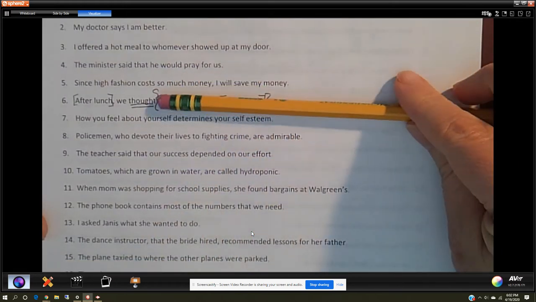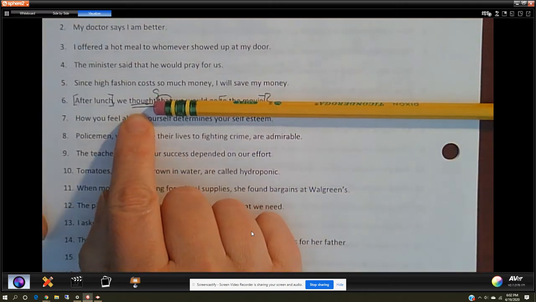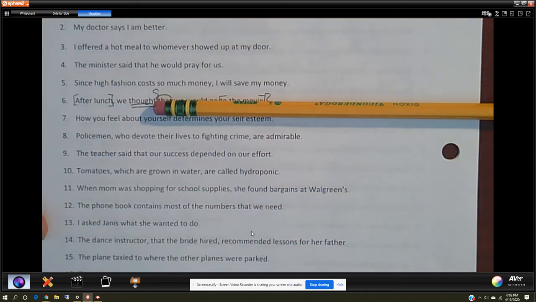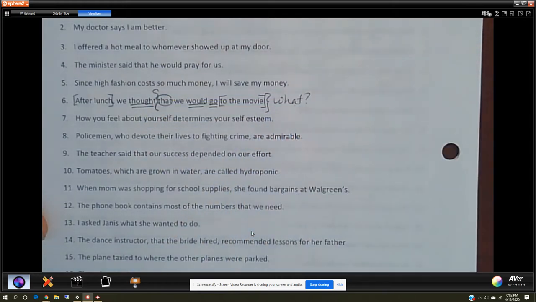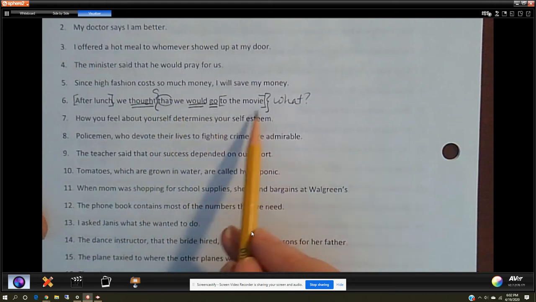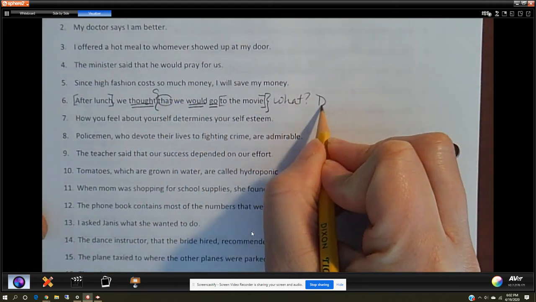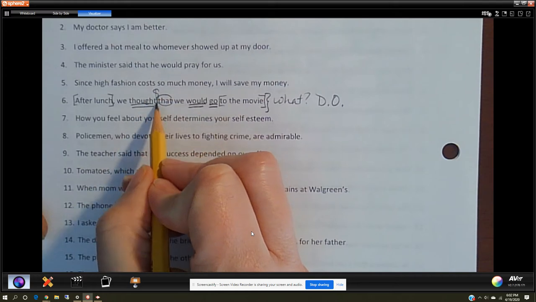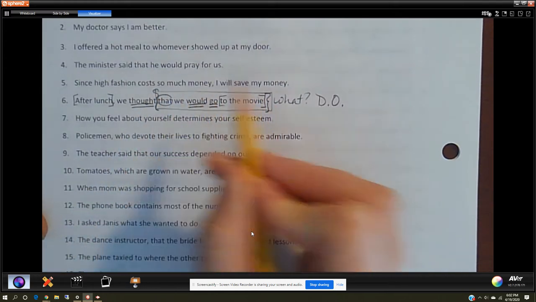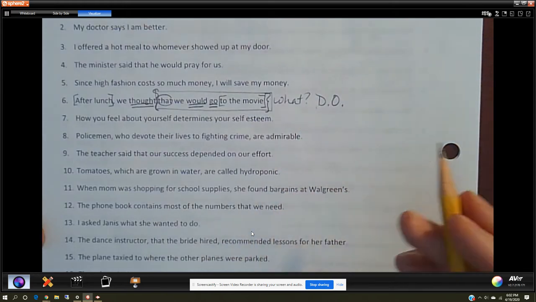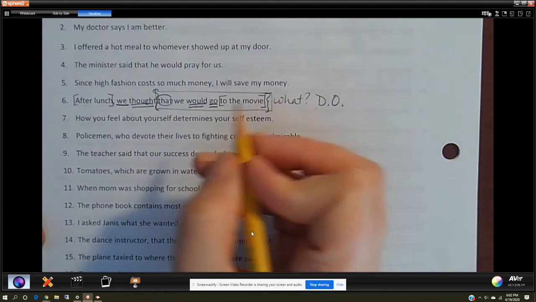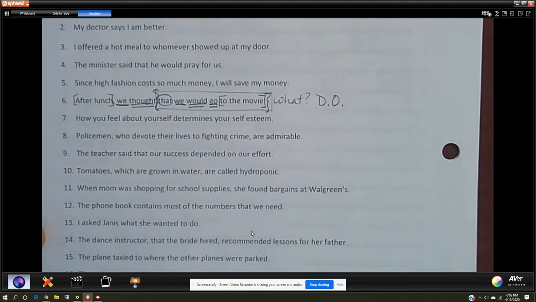All right. Can I take it out? I can take it out, but anytime it's right after that main clause, the main verb, I'm going to always ask the question, what? To make sure it's not a direct object. So after lunch, we thought what? And then is this what they thought? Yes. So this whole thing is direct object. So you could either box it if you feel like you're talented enough to do that, or you can just write direct object over here. Okay. Now find all subjects, verbs, objects to make sure we complete it. So we thought and we would go, and we don't have a direct object in this direct object noun clause.